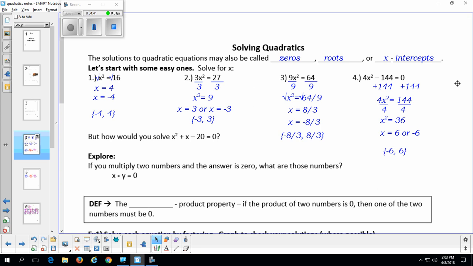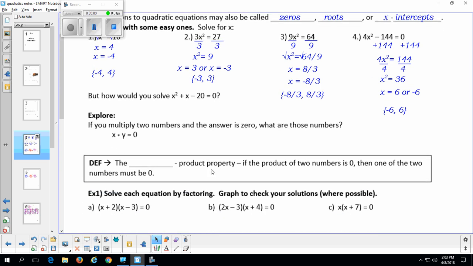So those are all pretty straightforward. That's just solving equations the way you know how to solve equations. It's just that last step, you'd have to take the square root to get your solutions. But what if we have something like x squared plus x minus 20 equals 0? Your idea is to try and get everything away from the x, but you have an x squared and an x here, and it just gets really complicated. So we're going to talk about how you'd handle a situation like that.